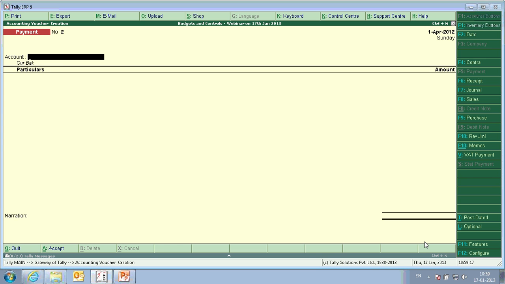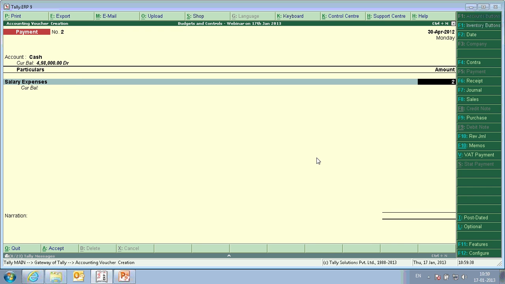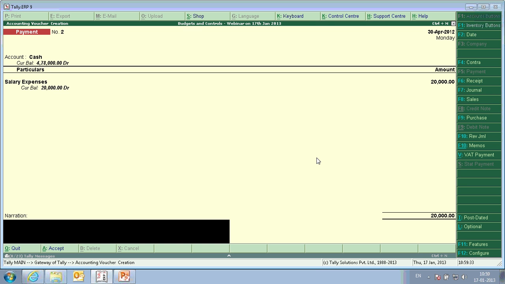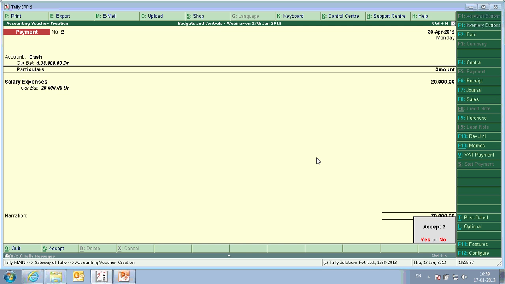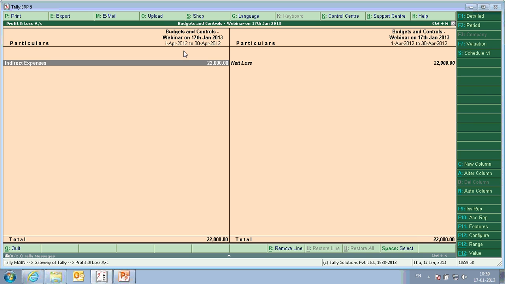Now I have saved one expense in my company, that is 2000 rupees. On 30th April, I will pay salaries also, let us say 20,000 as salary. What is the total expense till now for the month of April? Task says 22K, right. So I have 22,000 total expenditure for my company. If I go to profit and loss account, it says indirect expenses 22,000 rupees.